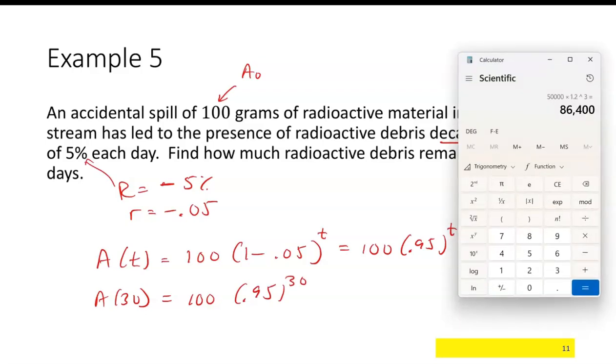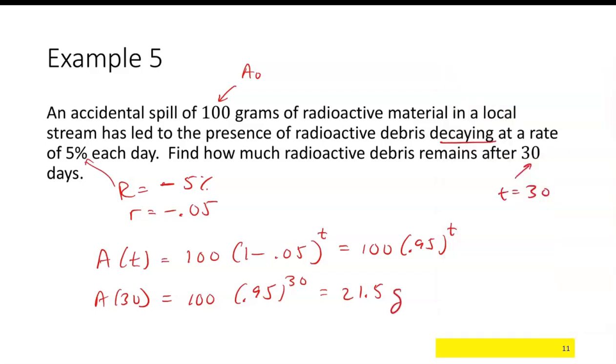So in the calculator, 100 times 0.95 to the power of 30, and I end up with 21, I'll say to the nearest tenth. So to the nearest tenth, that's 21.5 grams. So what that's saying is that we started with 100 grams, and after 30 days, we're down to 21.5.